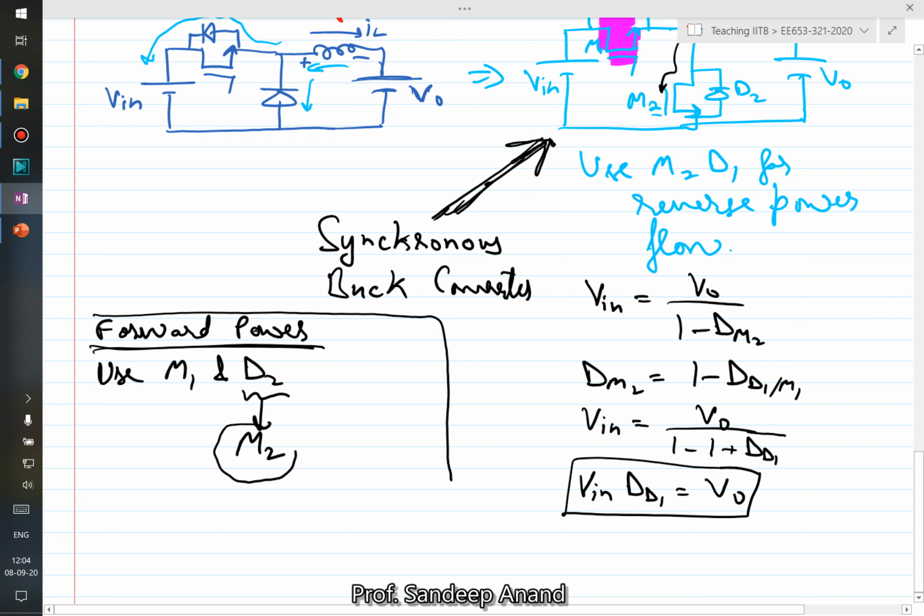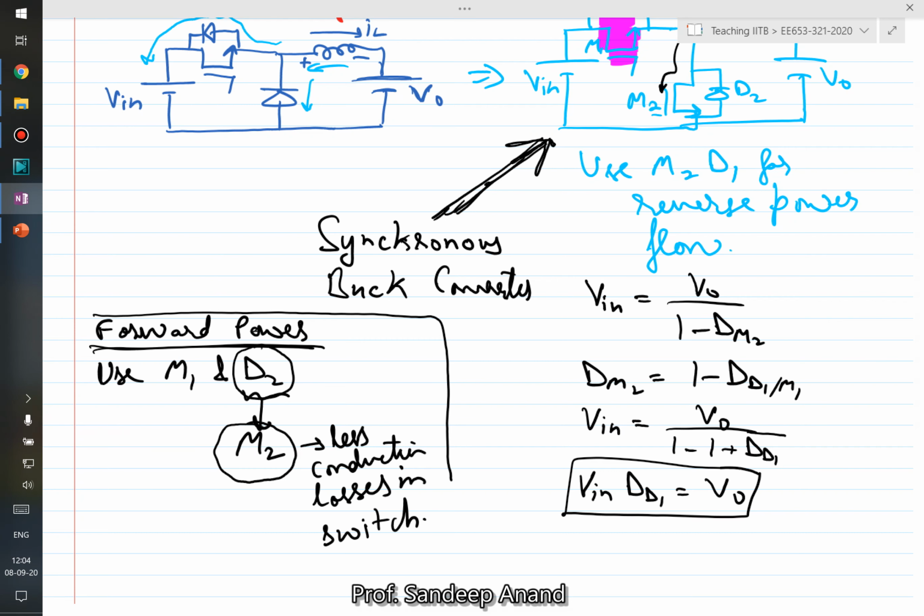Now the channel of M2 offers less resistance than the body diode of the MOSFET, and therefore this would ensure less conduction losses in the switch, right? So this is one of the reasons why, even though sometimes you don't need bidirectional power flow capability, this is used. I'll give you an example.